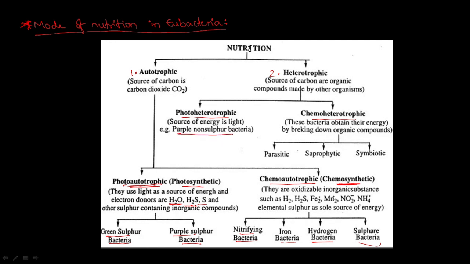The examples for chemoheterotrophic are parasitic organisms, saprophytic organisms, and symbiotic bacteria. Parasitic organisms get their nourishment from a host organism, and saprophytic organisms get their nourishment from dead matter, and symbiotic organisms maintain a mutual connection with a particular bacteria or with a particular organism.